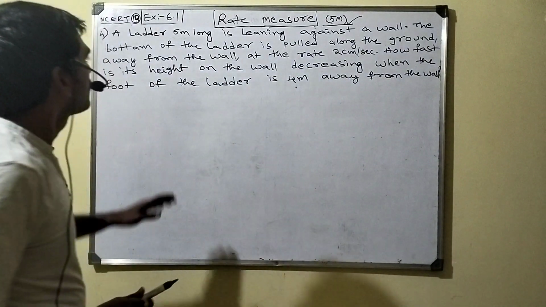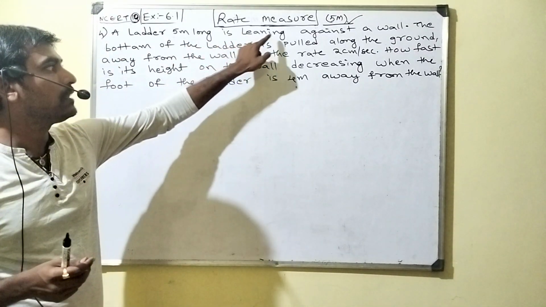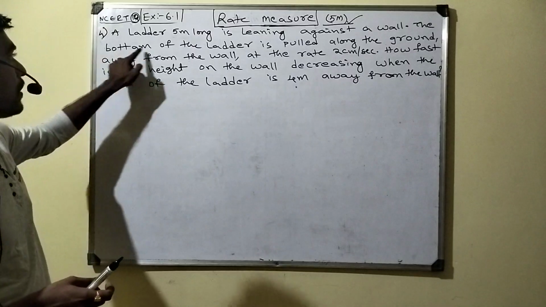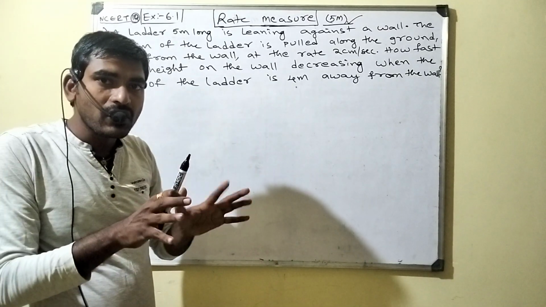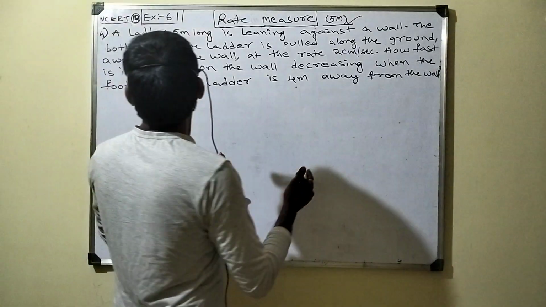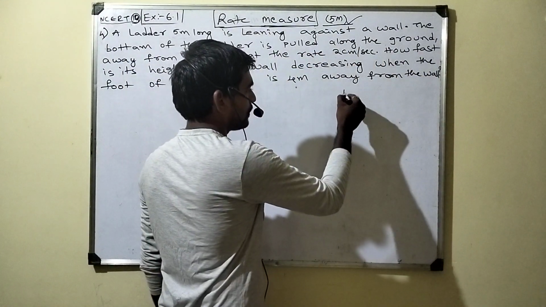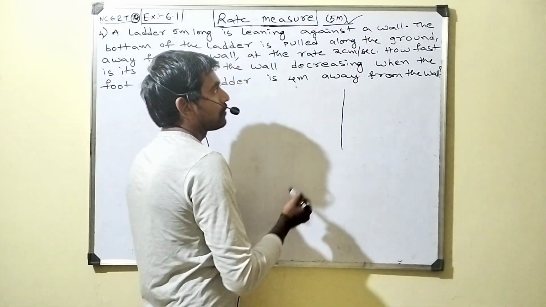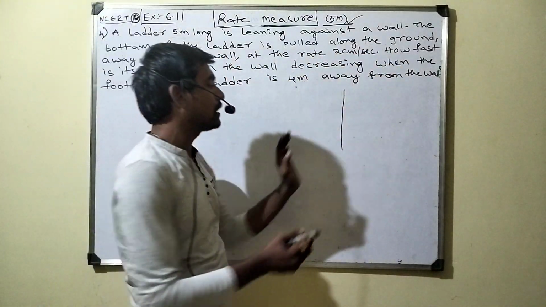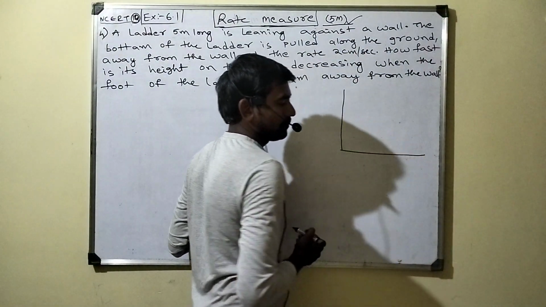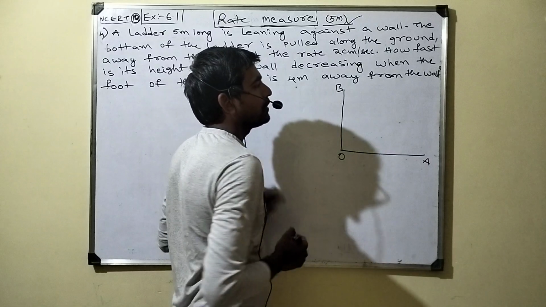The ladder question. A ladder 5 meters long is leaning against a wall. The bottom of the ladder is pulled along the ground. By reading this much, I understood that a ladder 5 meters long is leaning against a wall. Let me draw the wall. There is a wall. The bottom of the ladder is pulled along the ground. This is going to be the ground, O to A, and this is going to be B.